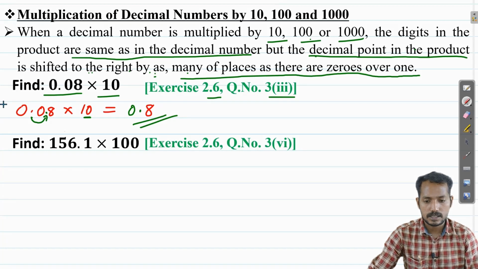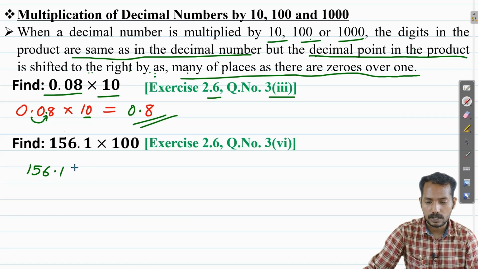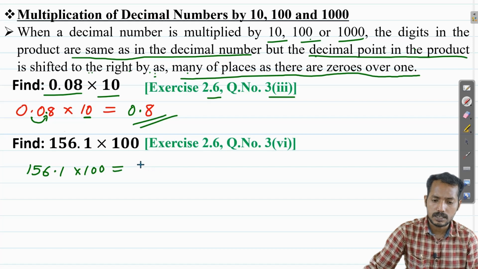Let's take one more example to understand this in case of 100. Here the question is 156.1 into 100, which is equal to, the digits are the same. No need to change that.